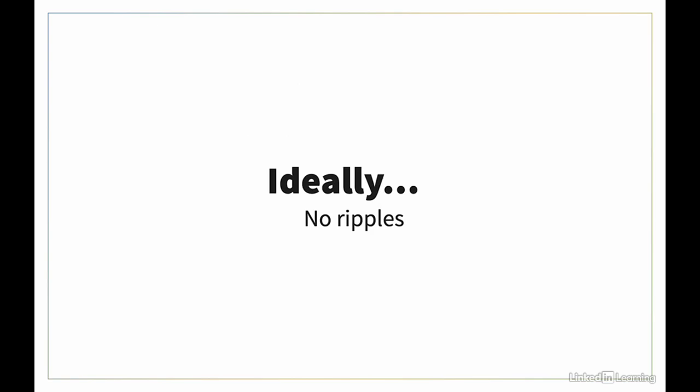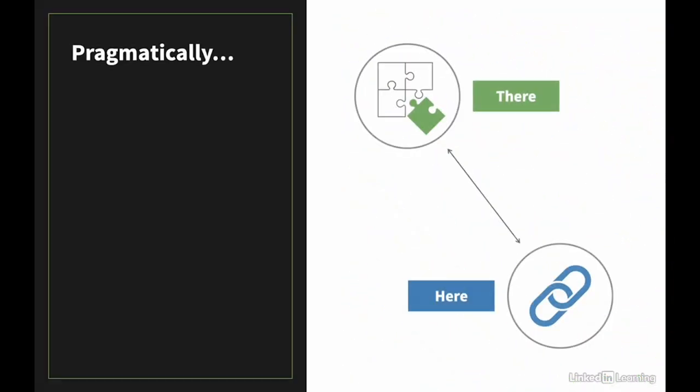Ideally, a bug fix has no ripples. Start with a bug report, create a unit test, revise the code, and hey presto, it's fixed, right? Well, not so quickly. Pragmatically, a design change may be made here to fix a bug over there. This is common because buggy behavior often emerges from the interactions of multiple objects. Bugs may not be confined to the internals of a single class.